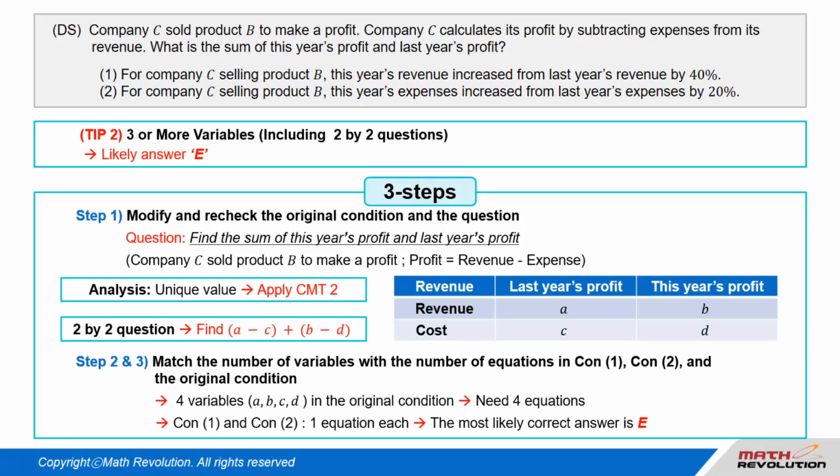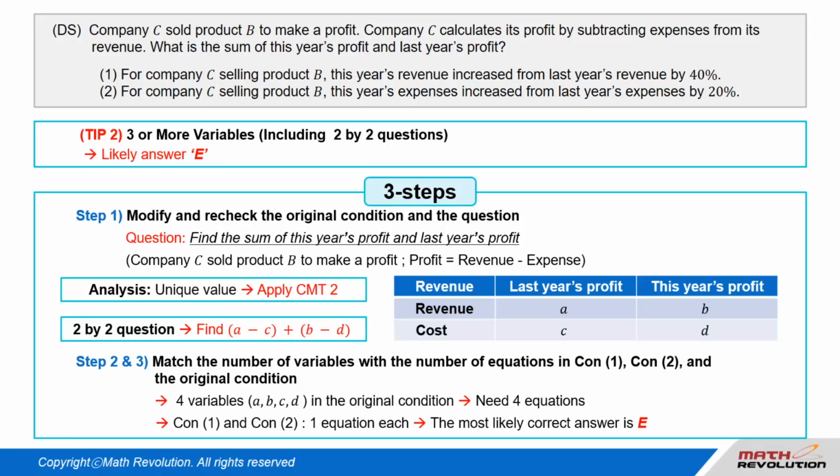Question 2. DS. Company C sold product B to make a profit. Company C calculates its profit by subtracting expenses from its revenue. What is the sum of this year's profit and last year's profit?